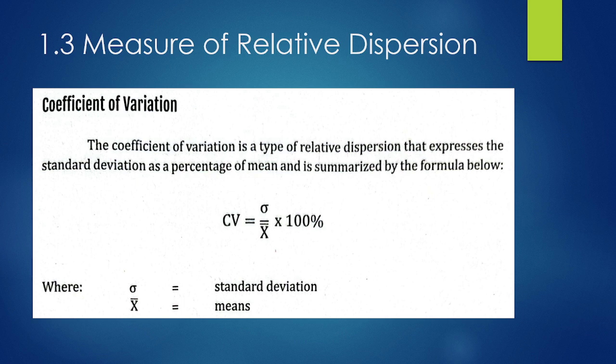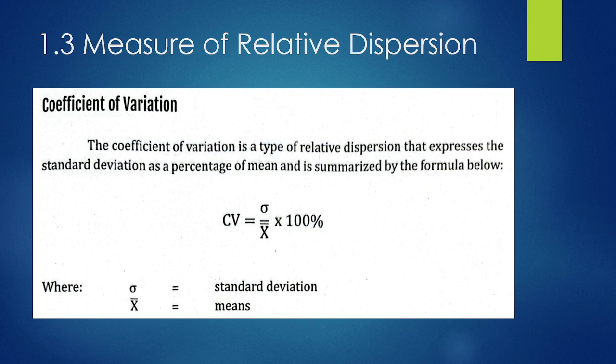So let us continue our topic in GE3, Mathematics in the Modern World. We're done with topic 1.1, measures of central tendency, as well as topic 1.2, the measures of variation. And right now we will be discussing 1.3, the measures of relative dispersion. So let's start with the coefficient of variation.